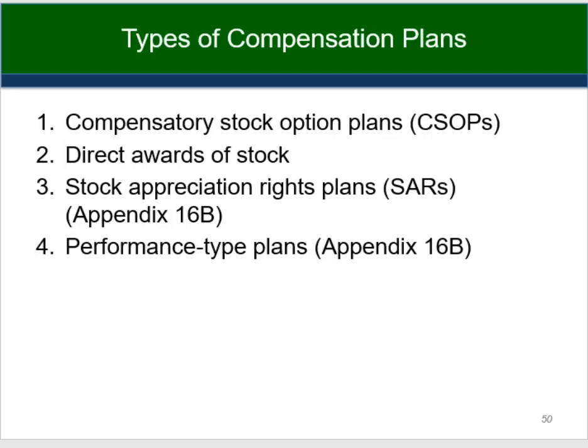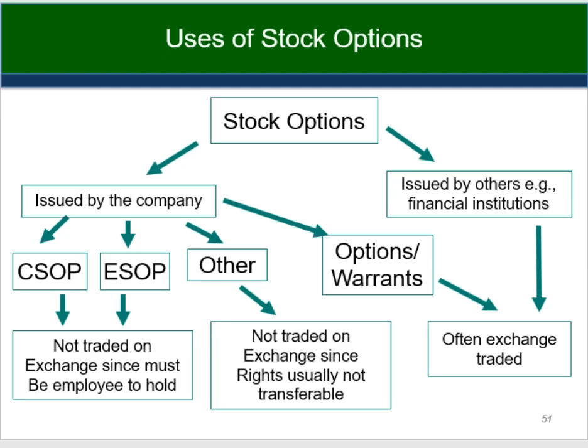So as I said, types of compensation plans: CSOPs, compensatory stock option plans. Direct awards of stock are when you actually give them shares. Stock appreciation rights, SARs, are treated in Appendix 16B. You pay them cash on the basis of the stock price appreciation or other performance type plans. Stock options, there are some that are issued by the company. CSOPs, ESOPs would be an example. You have to be an employee to hold them, so they have restrictions other than regular stock options.